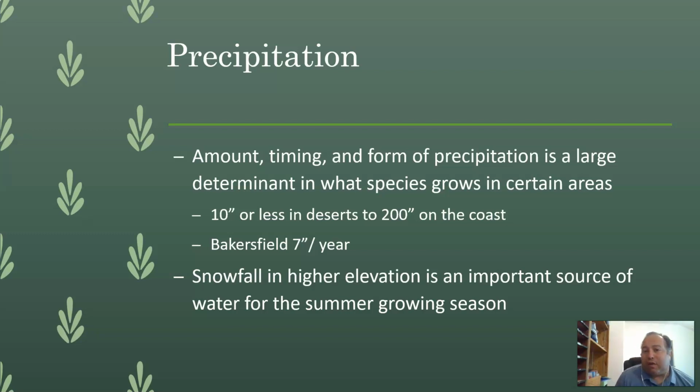We get a lot of snowfall in the higher elevations of the Sierras, and that becomes an important form of precipitation because it stays around for a while. It sits on the ground, soaks into the ground, helps build our groundwater storage, and then also becomes important for the summer growing season, because when spring starts to come around and the temperatures get hotter, the snow starts to melt, and that's how our drainages and our watersheds, like the Kern River, become filled up with water for the summer growing season.